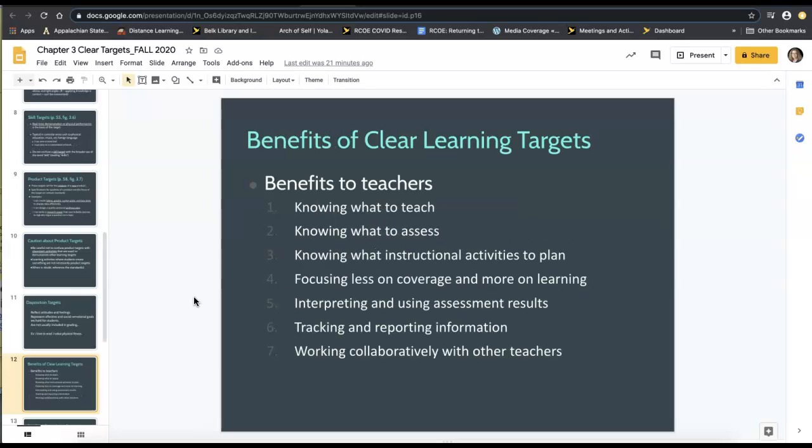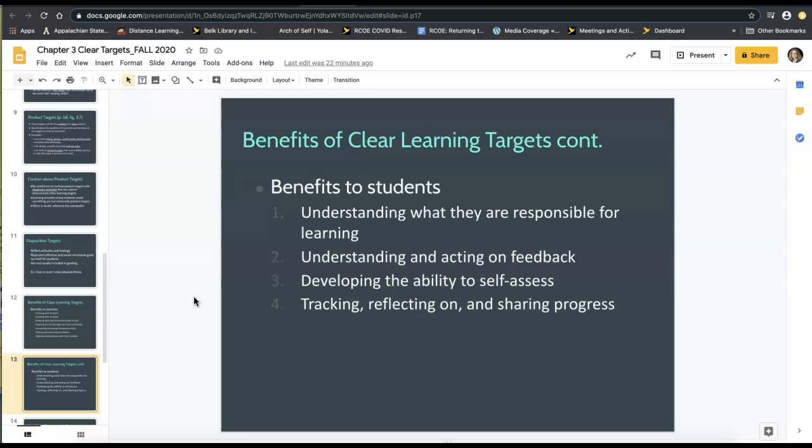So why do we need clear targets? Well, it helps us know what to teach, what to assess, what to plan for, and can basically help us with supporting our students' learning. It also can help us collaborate with others, because once we break our curriculum down and write learning targets, we can see how that relates to other grade levels or other subjects more easily.